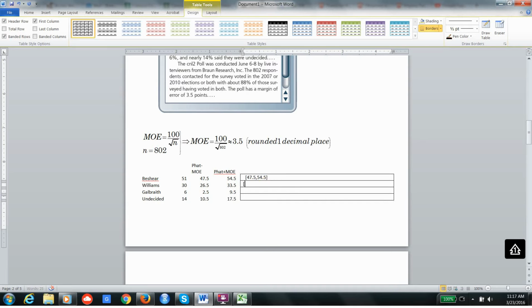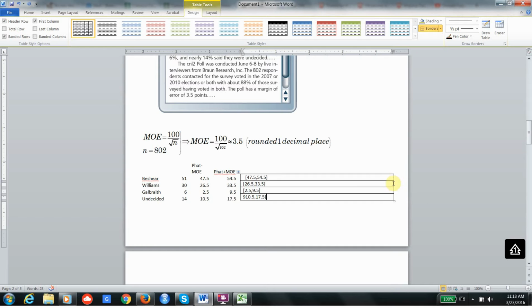Then this will be 26.5 to 33.5, 2.5 to 9.5, and finally 10.5 to 17.5.